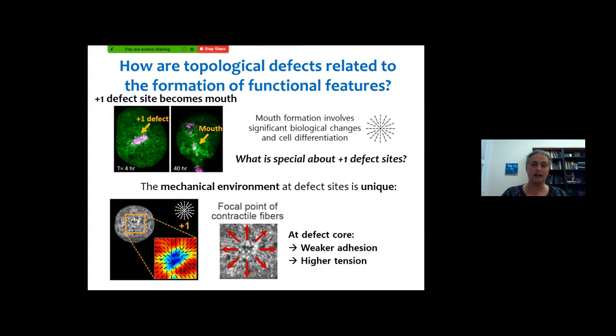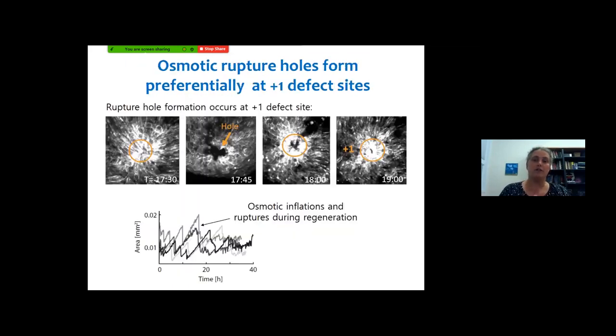And when all these contractile fibers contract, this region at the core of the defect will be under high tension. This is nicely reflected in the formation of rupture holes. The Hydra tissue has this gastric cavity inside, and it undergoes continuous inflation and rupture during regeneration, as you can see here in this trace of area versus time. And these ruptures correspond to hole formation in the tissue.